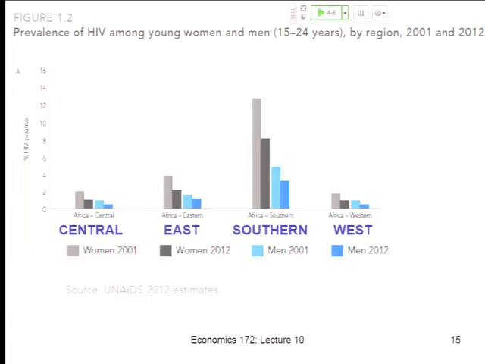But you see, for instance, in southern Africa, women are about twice as likely as men to be infected. So it isn't like it's kind of close. Women are much more likely to be infected. And you see a similar pattern in West Africa, in Eastern Africa, and in Central Africa. Everywhere, women are more infected.